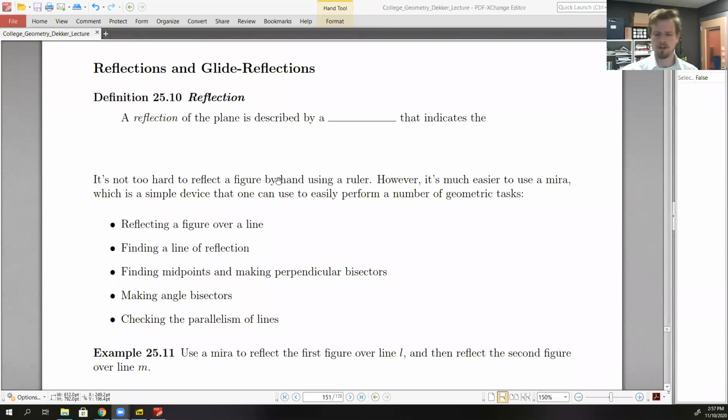I have found a video that also gives a demonstration of how to use a mirror, and I would also highly recommend that you actually visit during class if you have any questions about using a mirror. So mirror is what it is called, and when I refer to one, I'm referring to a mirror. Okay, so let's take a look at reflections and glide reflections. Probably split it up into two videos as well.